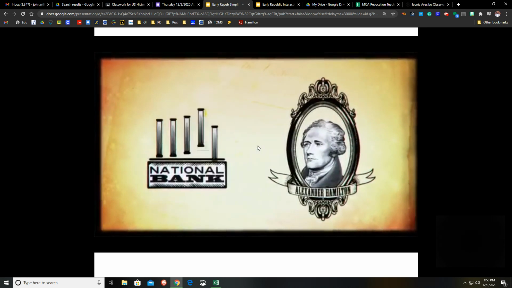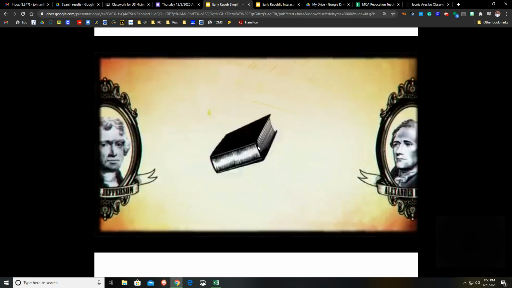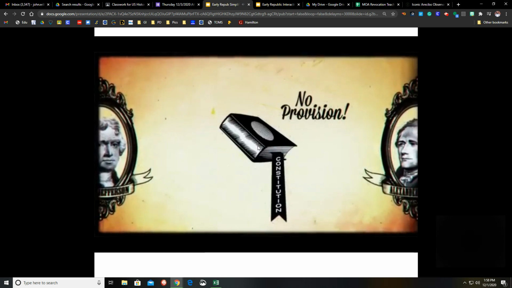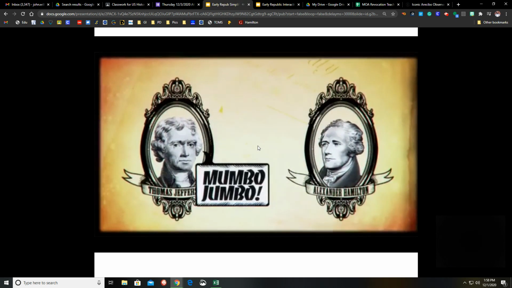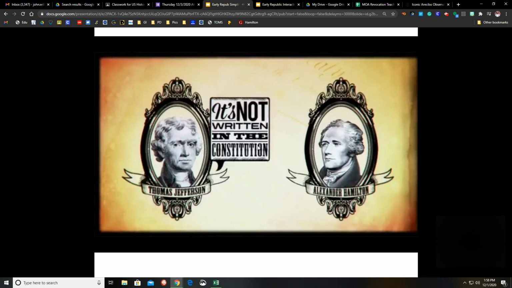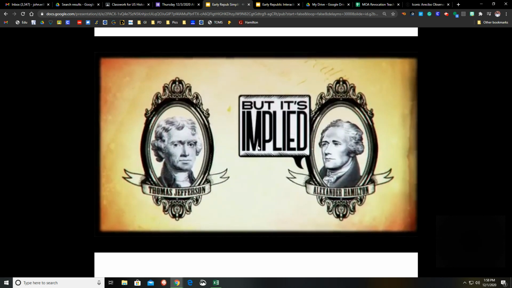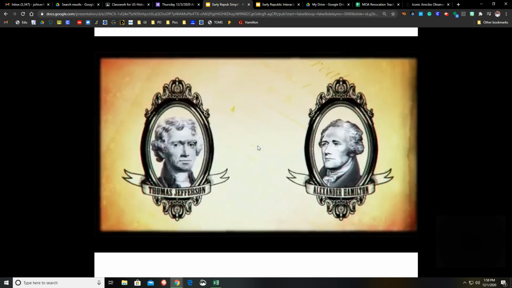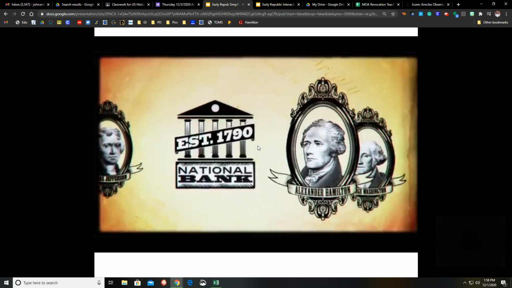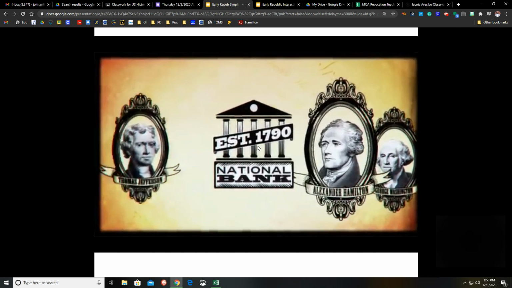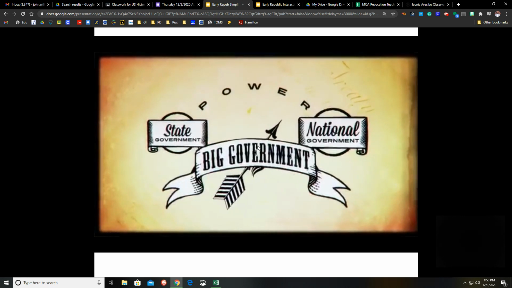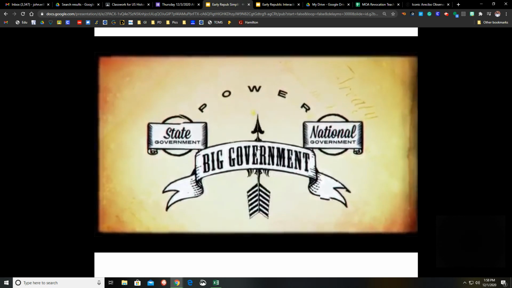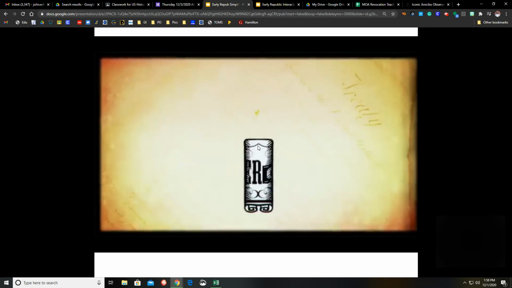For example, Secretary of the Treasury Alexander Hamilton proposed a national bank in 1790, and Jefferson knew there was no provision in the Constitution to permit such a thing. Hamilton claimed some sort of implied powers mumbo-jumbo. Sure, it wasn't written in the Constitution, but the Constitution implied that it could be done. But Jefferson wasn't buying it. Nonetheless, the bank was established by Hamilton and President Washington. When Jefferson was sworn in as president in 1801, he pledged to reduce the size and scope of the national government. But of course, things didn't go exactly as he had planned.